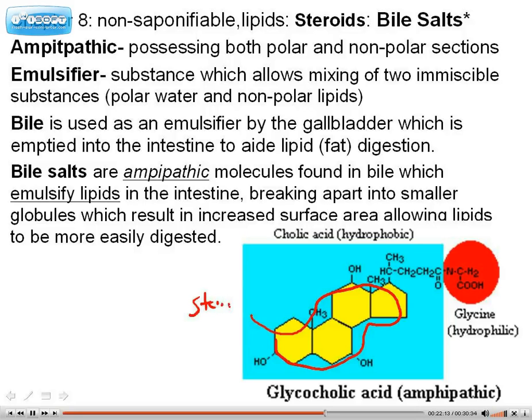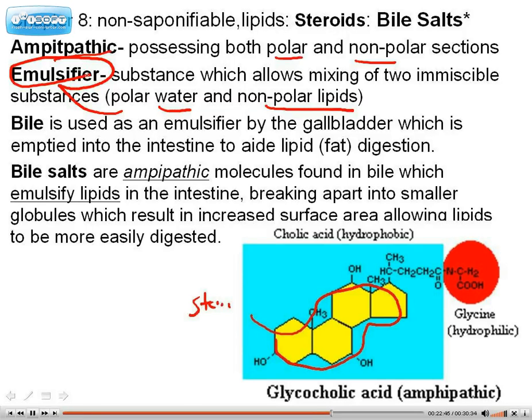Here's an example of an amphipathic molecule. Amphipathic is a fancy way of saying having both polar and nonpolar parts. Consequently, it can bind to both water and nonpolar lipids. Now, when you can bind to both water and nonpolar lipids, we do have a fancy word for it. It's just like soap. And because it can bond to two different things, we call this an emulsifier.